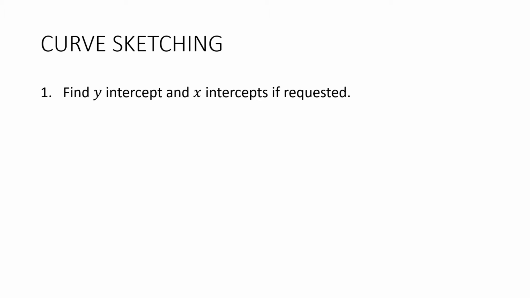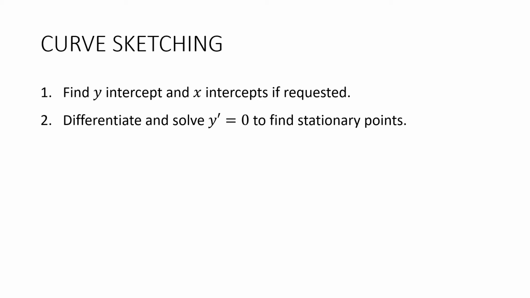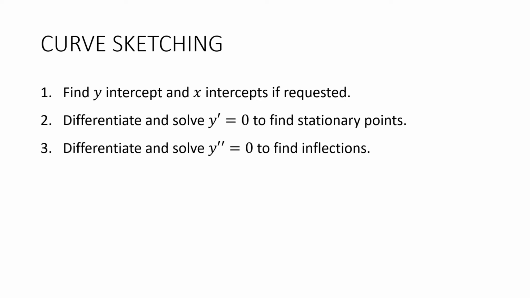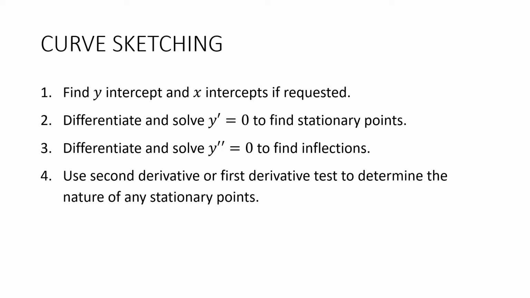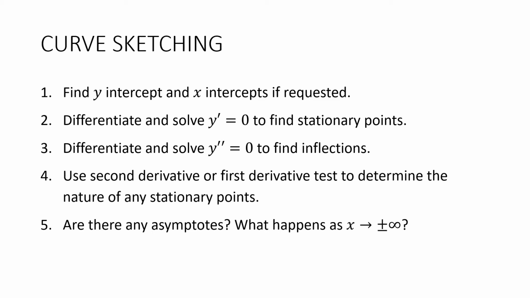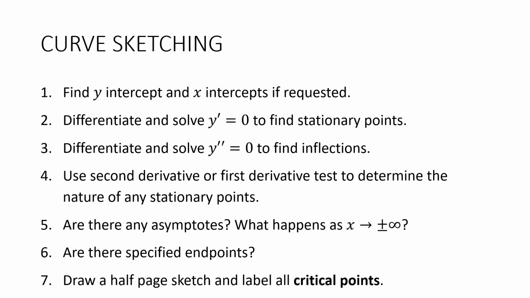Now when we sketch a curve using calculus, we follow this method. Firstly, find the y-intercept and the x-intercepts if required. Differentiate and solve the first derivative equal to 0 to find stationary points. Differentiate again and solve the second derivative equal to 0 to find inflections. Use the second derivative or first derivative test to determine the nature of any stationary points. Are there any asymptotes? What happens as x approaches positive or negative infinity? Are there any specified endpoints? And finally, draw a half-page sketch and label all critical points.